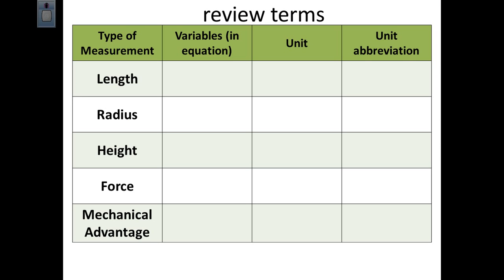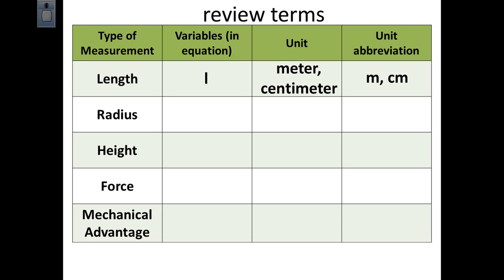The PowerPoint gives you review terms like we're going to go over soon, as well as some practice problems and the equations that you will need when you solve mechanical advantage. So first, let's review the types of measurement that we're using when we solve problems for mechanical advantage. First one is length. In the equation, you would see length with a lowercase l. The unit for length is either going to be in meters or centimeters, and the abbreviation for those are lowercase m or cm.